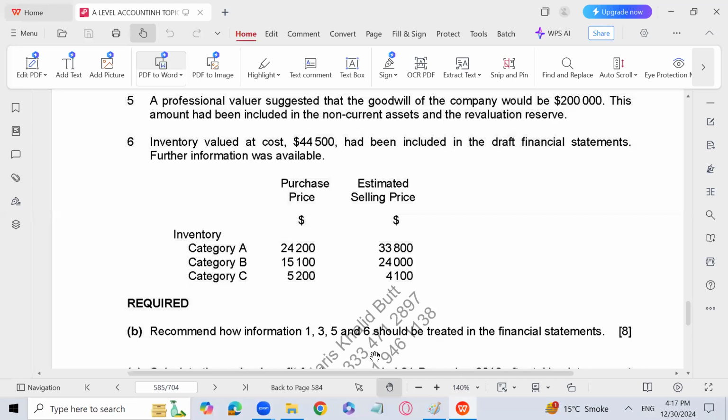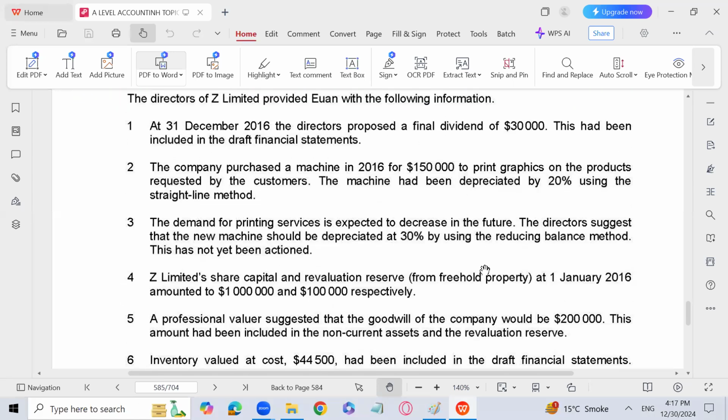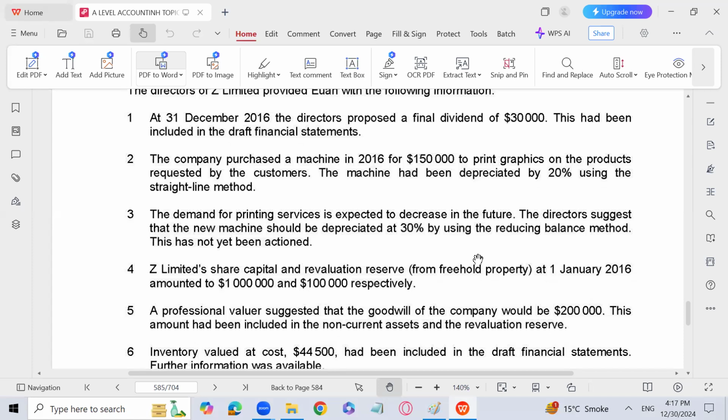So let's talk about number 1 first. Number 1 is 1, 3, 5, and 6. Okay, we'll go for all of them. One is that on 31st December, the director proposed a final dividend of 30,000. This had not been included in the draft financial statement.